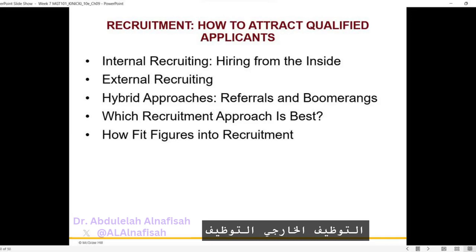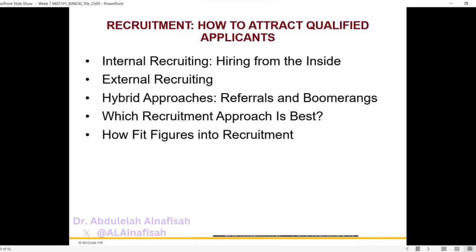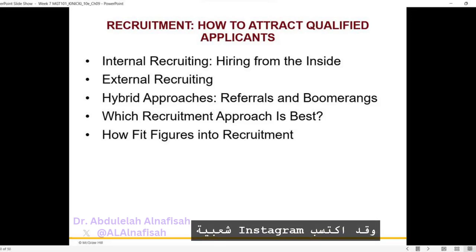External recruiting, hiring from the outside. External recruiting involves attracting job applicants who are not currently employed by the organization. Traditional methods of external recruiting include newspaper advertisements, employment agencies, executive recruiting firms, union hiring halls, college job placement offices, and word of mouth. Social media platforms such as LinkedIn, Facebook, and Instagram have gained popularity as recruiting tools. Recruiters use these platforms to locate and reach out to potential candidates.